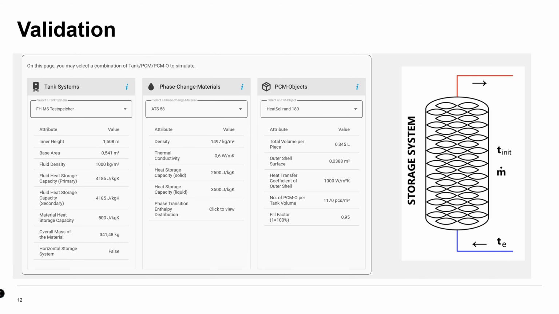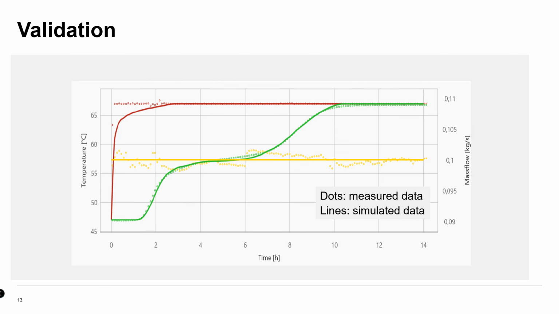In this example, a test storage with a PCM featuring a phase transition at approximately 58 degrees Celsius has been selected. The PCM is implemented in objects of round type, heat cell 180 mm diameter. A step response is simulated. During the simulation, the full version of the program allows for the simultaneous display of real measurement values. This approach enables the validation of PCM discretization parameters for the objects.